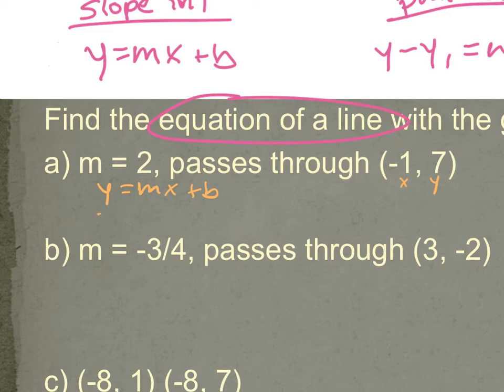So we can plug everything we have into our equation. So if we plug in our y, we have 7 is equal to, we plug in our m, so 2 times -1, but we don't have a b. So here we need to solve for our b. So we're solving for this y-intercept here. So we can just simplify this equation. We have 7 is equal to 2 times -1 is -2 plus b. We're going to add 2 to both sides. So we have 9 is equal to b.